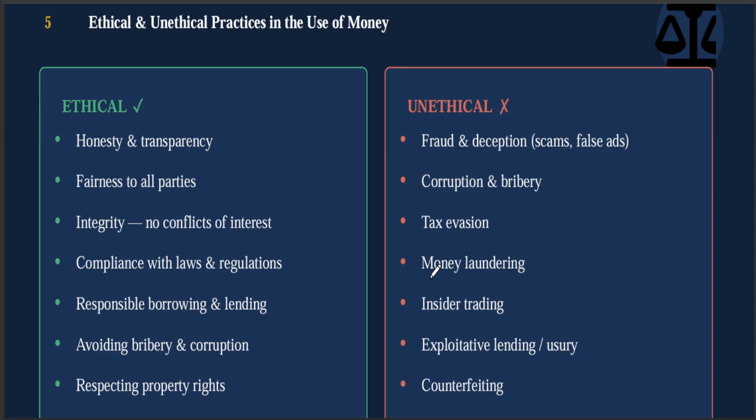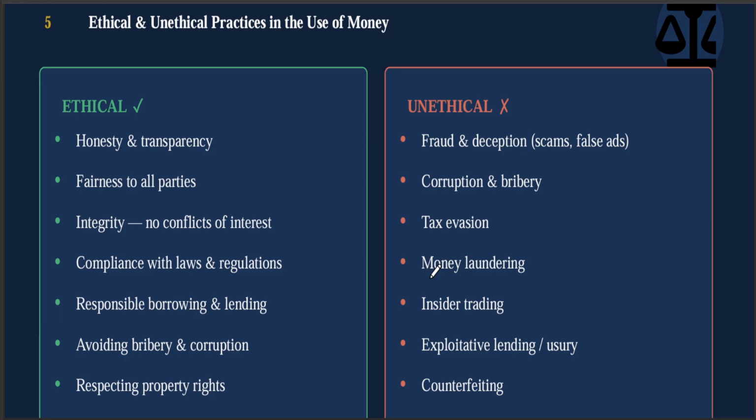Now there are ethical and unethical practices in the use of money. So sometimes we can use money badly, and sometimes we can use it in an ethical manner. So the examples of ethical practices include honesty and transparency, especially when you refuse to engage in corruption in return for contracts or other financial favors. So that is one ethical practice in the use of money. The second one is fairness to all parties.